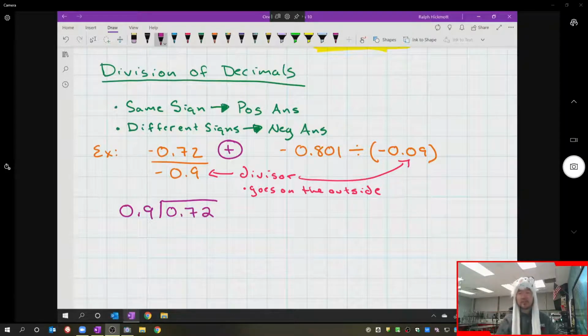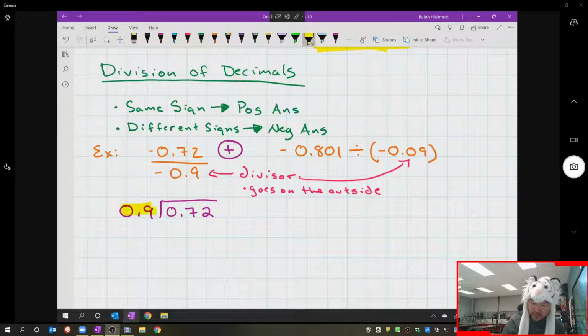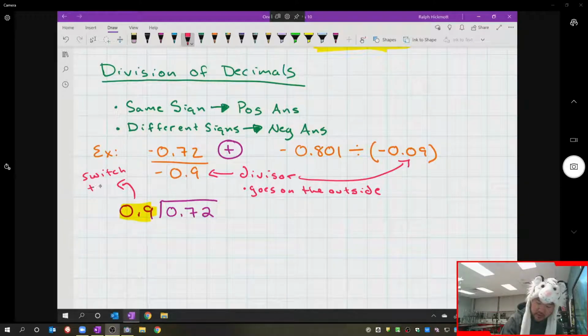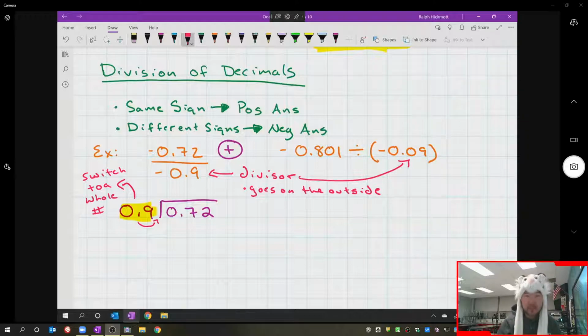Okay. Now this is where we've got to think back to a long time ago in 6th grade and 5th grade. We want to switch the first number to a whole number. Okay, so let me highlight that. That we want to switch to a whole number. So to do that, we're going to move the decimal. Switch to a whole number because we don't want to divide that out using a decimal. So I'm going to move it over 1. If I move the decimal over 1, I'm also going to move the decimal over 1 on the inside.